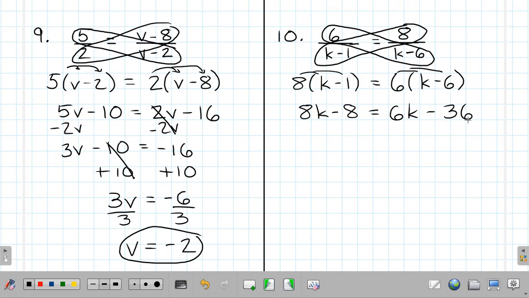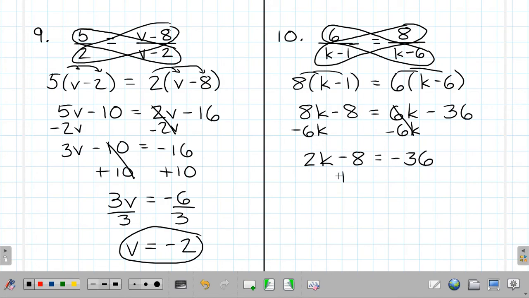Once again, some bigger numbers here. Got some stuff going on, but same steps. So if you just follow along with the steps I did over here. Subtracted 2v here because 2v was over here. I'm going to subtract 6k. But if I do something on one side, I've got to do it to the other. So 8k minus 6k gives me 2k. Minus 8 is equal to, those go away, minus 36 becomes negative 36.